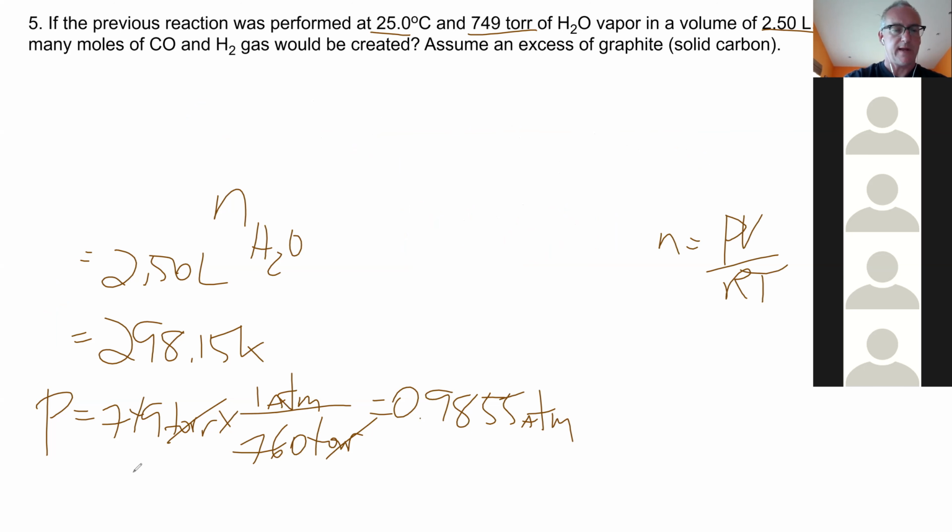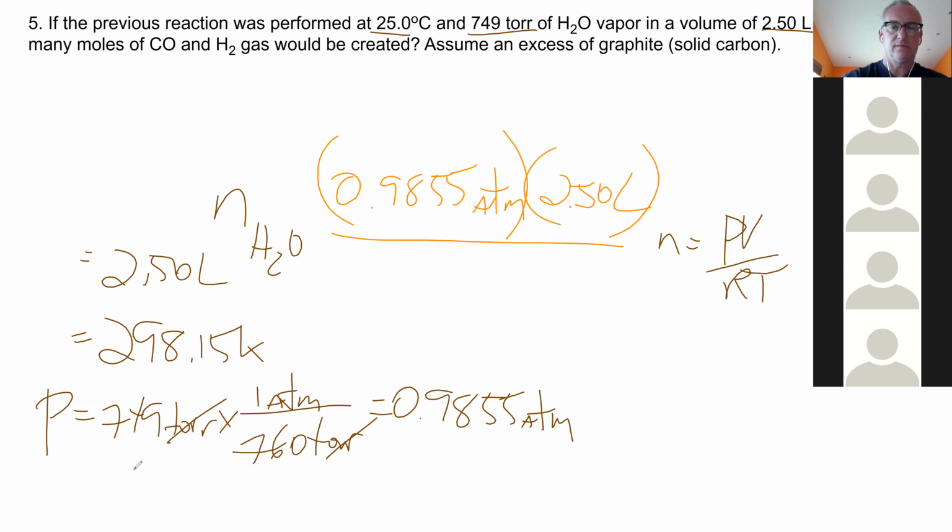All right, so n is going to be equal to my pressure, which is 0.9855 atmospheres, times our volume, and that is 2.5 liters. And I'm going to be dividing that by R.